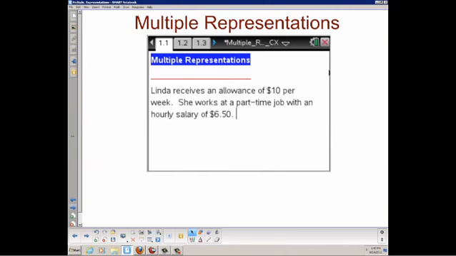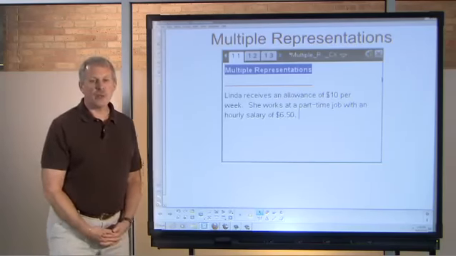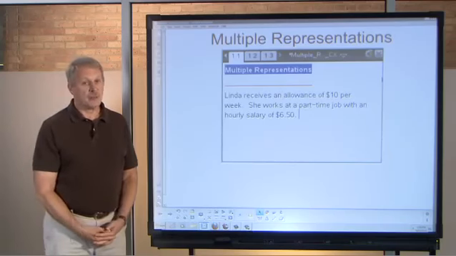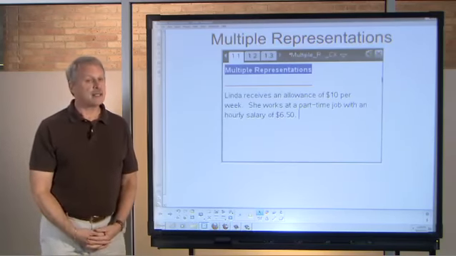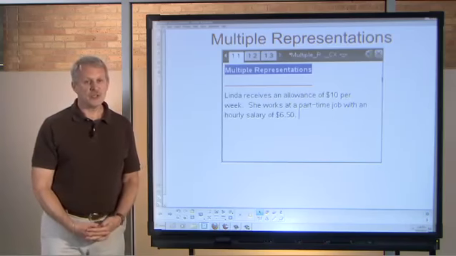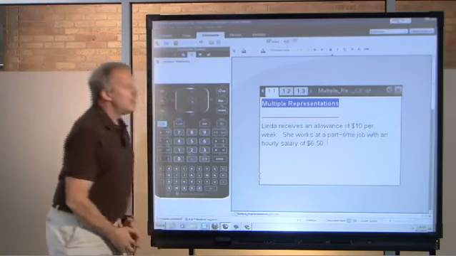Linda receives an allowance of $10 per week, and she works at a part-time job with an hourly salary of $6.50. Now, as teachers, you can probably already anticipate where we're going with this, but our students, of course, probably not. So there is a student worksheet that comes with all of the activities, as well as teachers' notes and solutions, and we'll talk more about that soon. Let's now look at the activity.